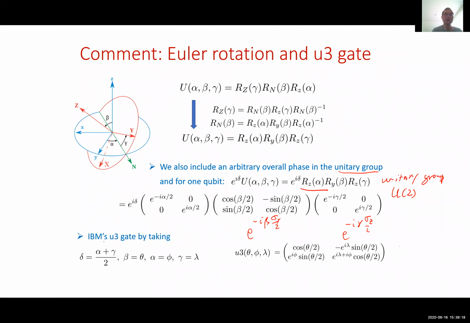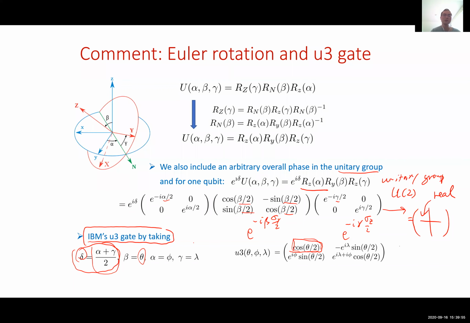In particular, the IBM U3 gate. If you multiply all these, this is a 2x2 matrix. So the choice of the IBM U3 is such that this element is real. So they want to have a phase chosen so that this part is real. And the choice is delta is the average of alpha and gamma, and beta basically is the main rotation, the y rotation. Yeah, by choosing this, you get a U3 gate.